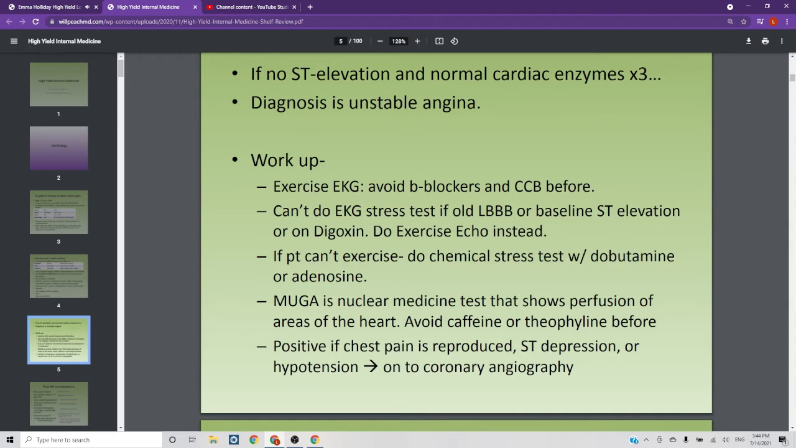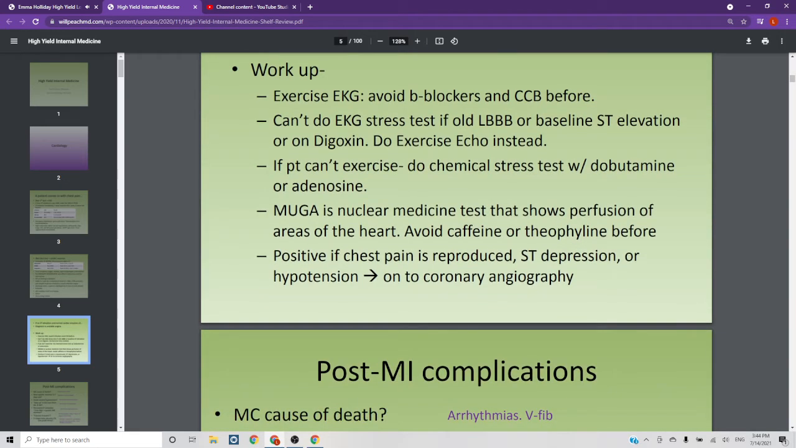Also, if they're on digoxin, that makes interpreting the results of a stress test unreliable, so an echo would be indicated there also. There are a lot of patients, you've probably noticed, that can't perform exercise necessary for an exercise stress test, and in those patients, we chemically stress them. So dobutamine or adenosine are the chemicals we use there, and then MUGA, you may have seen this ordered or heard about it. So a nuclear medicine test that can show the actual perfusion to the heart, so you can see very clearly if there's any area of blockage that's leading to ischemia.